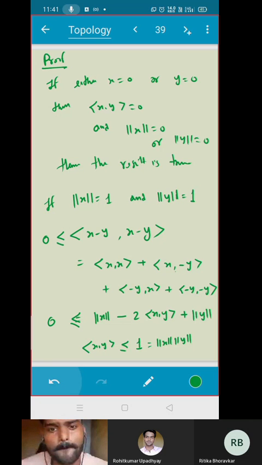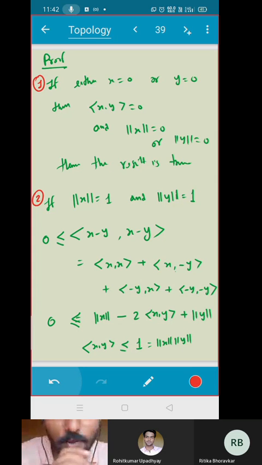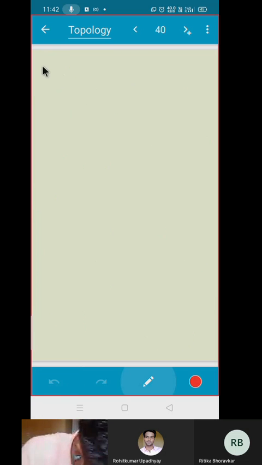Is that clear? Shall we go ahead? Now other cases. This is the first case, and this is the second case. We are going to do other cases. One more case I can take. See, here I took norm x and norm y as 1. Can I take my inner product of x, y as 1? Then let us see what happens. That means let me see the third case.